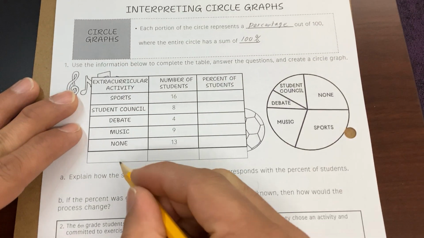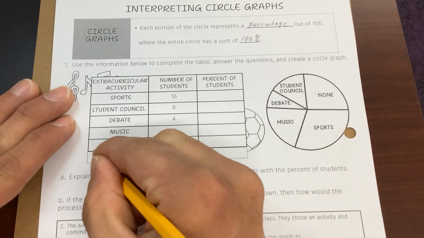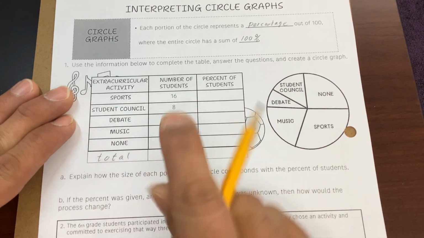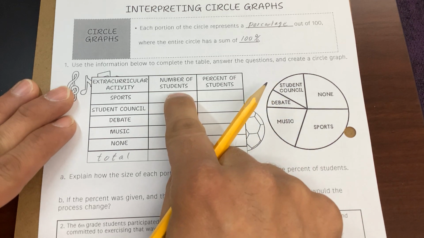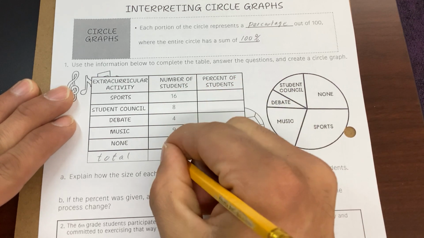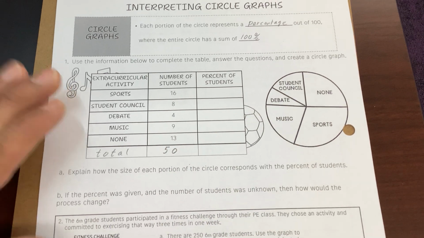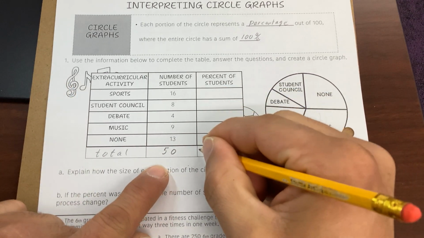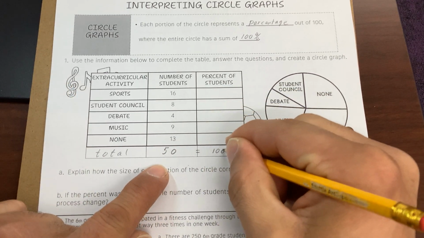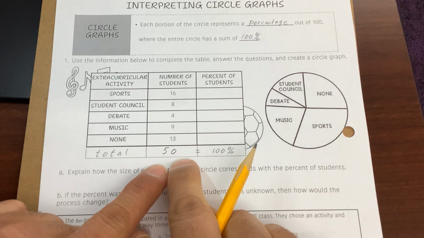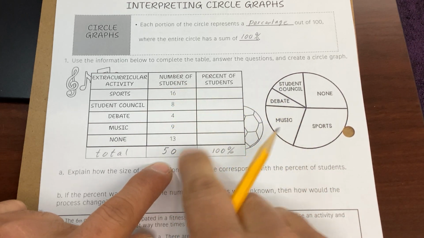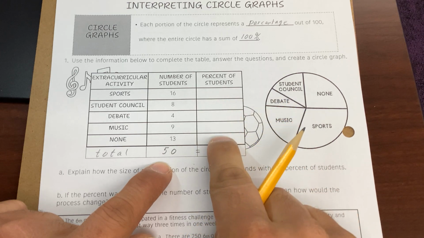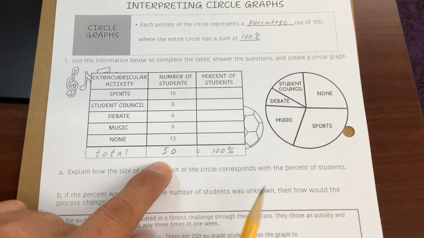Well, I'm missing this last column because this last column gives me the total or the 100% that I'm looking for. So if I add all these numbers up, I will get a total of 50 students. That's my 100%. So that equals 100% of the students. Now, the same way I totaled this up, that equals 50. If I total up all these percents that we're about to calculate, that should give me 100.